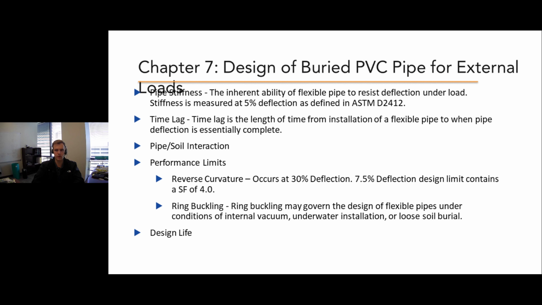This focuses a lot more on how to design for flexible pipe systems. This is a lot more how to actually design with the pipe. The previous chapter, Chapter 6, is more of a broad overview of design considerations and the pressures at different external loads and depths. So this chapter gets into pipe stiffness, which is the inherent ability of flexible pipe to resist deflection under load.